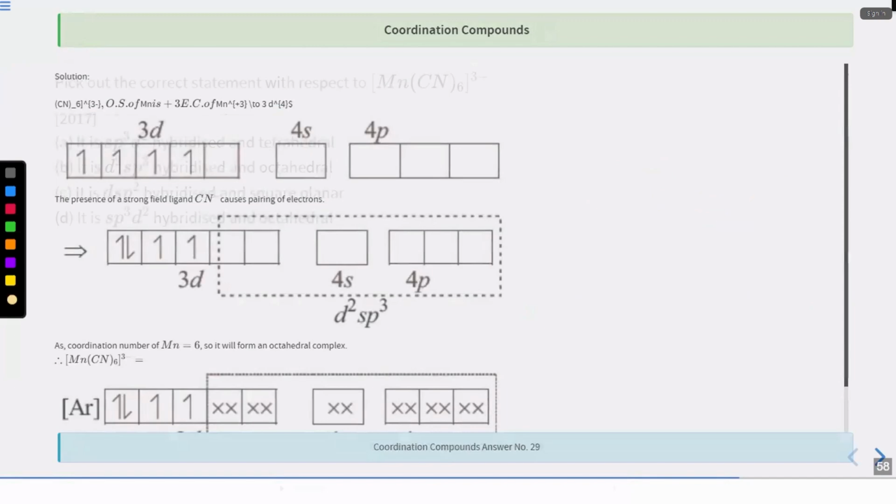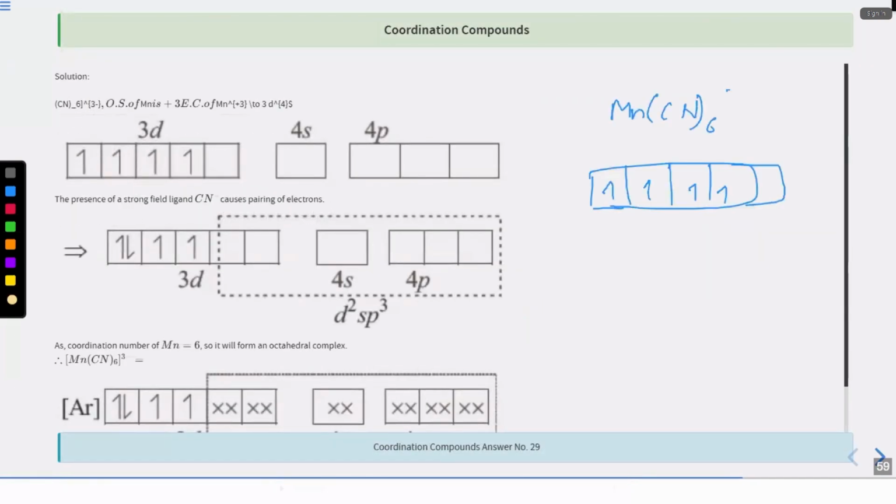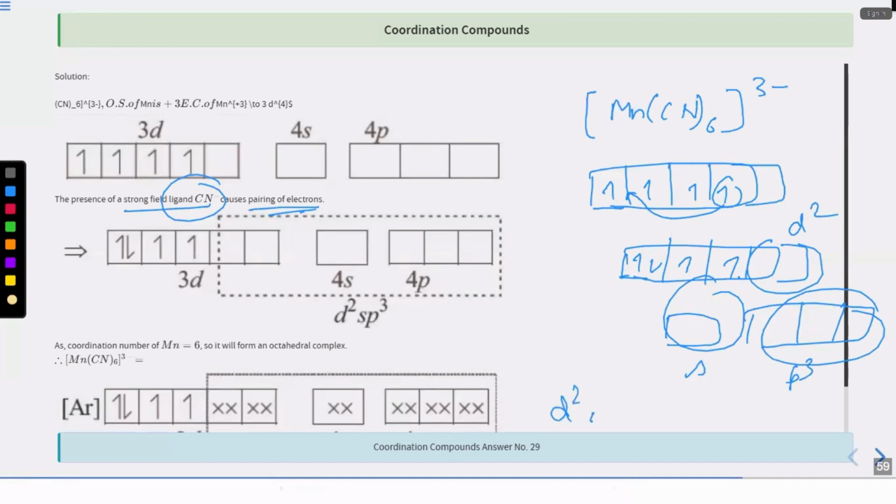The compound is Mn(CN)6 3 minus. So there are six CN ligands, and I know that CN is a strong ligand. So strong field ligand CN minus will cause pairing of electrons. So this electron will pair with this, and you will be left with this. Now I can see my 4s is empty, my 4p is also empty. So there are 2d, 1s, and 3p, so it would form d2sp3 hybridization.